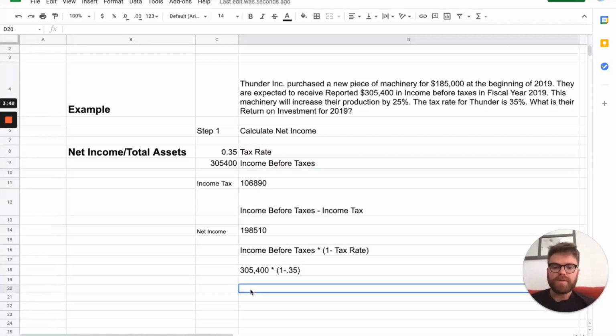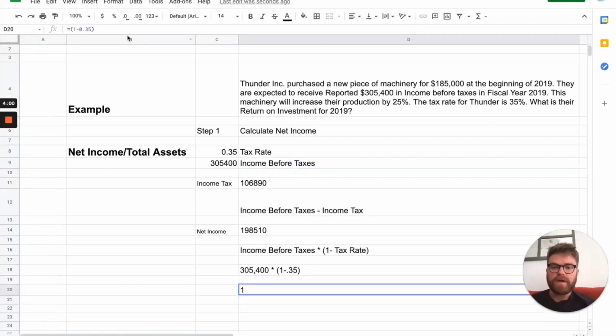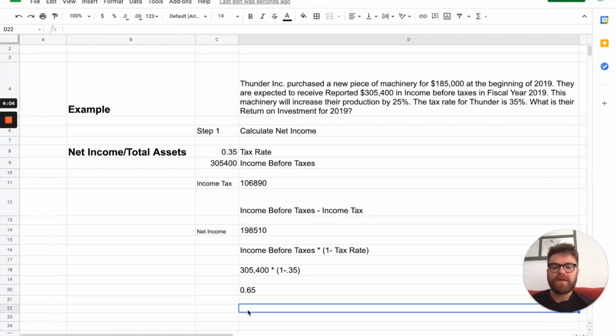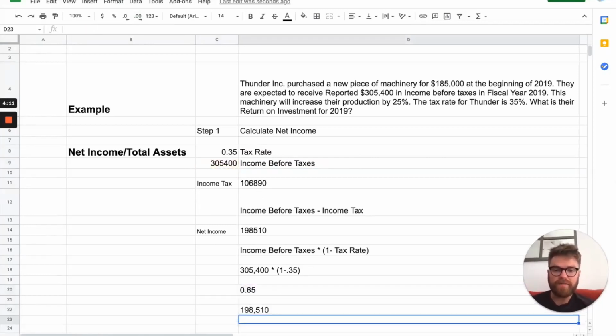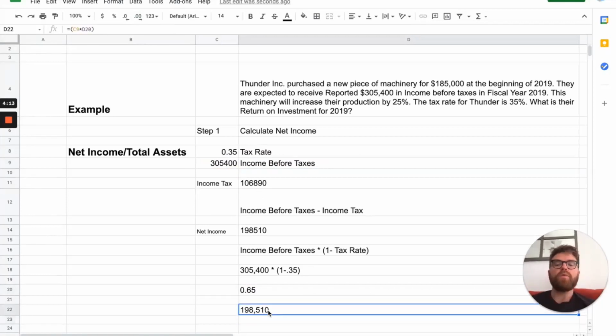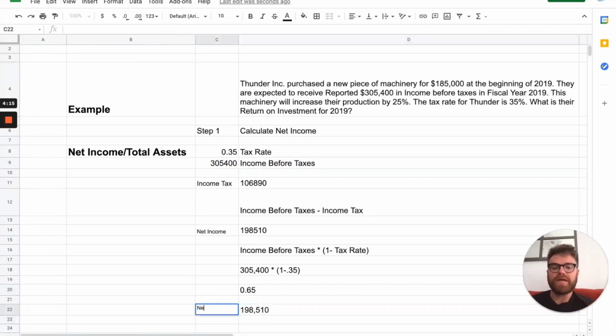So let's go ahead and multiply that out. $305,400 times 1 minus 0.35. Now you can probably just do that math in your head. We can even do it right here. 1 minus 0.35. There we go. 0.65. Then we just take $305,400, which is your income before taxes, times 0.65. There we go. $198,510. That is your net income.